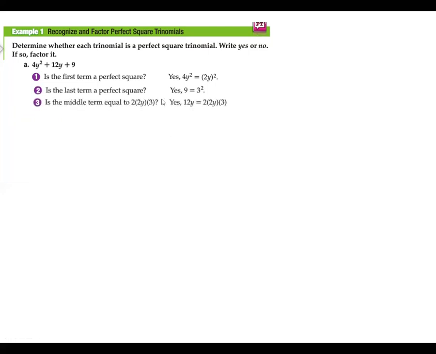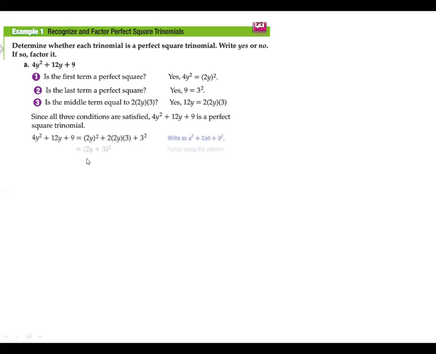So 4y squared plus 2y plus 9. All right, check the first term. 4y squared can be thought of as 2y squared. Is the last term a perfect square? Yep. And is the middle term twice the product of those two? So 2y times 3 is 6y, times 2 is 12y. So yes. So it factors into a perfect square trinomial, and it's 2y plus 3 quantity squared.